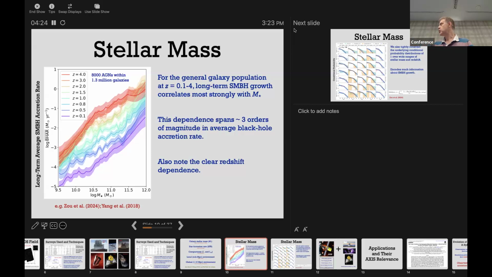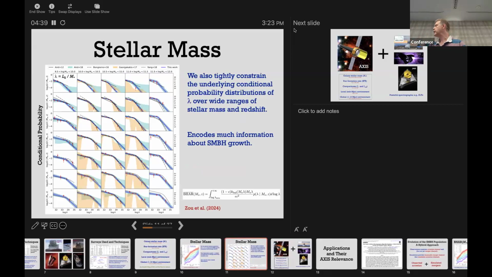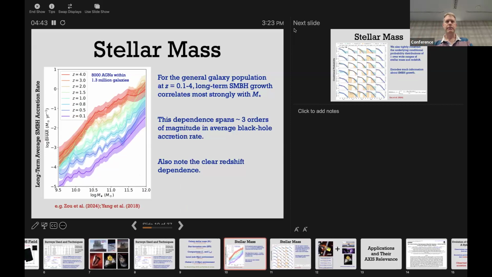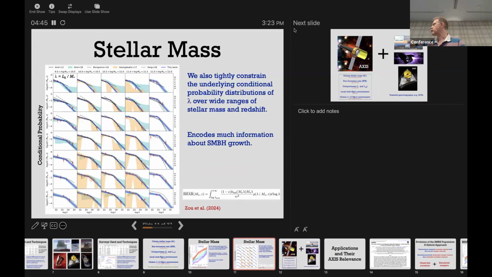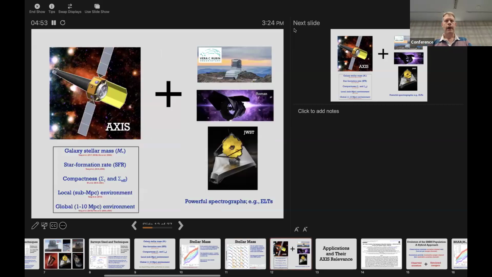You can see this applies at all redshifts, but I also want to highlight the redshift dependence, such that you get more bang for your buck in terms of supermassive black hole growth as you move toward higher and higher redshifts. I will also mention in passing that we have tightly constrained the underlying conditional probability distributions that generate these results. These encode a tremendous amount of information about black hole growth as a function of galaxy stellar mass and redshift, and we've constrained these much more tightly than ever before.